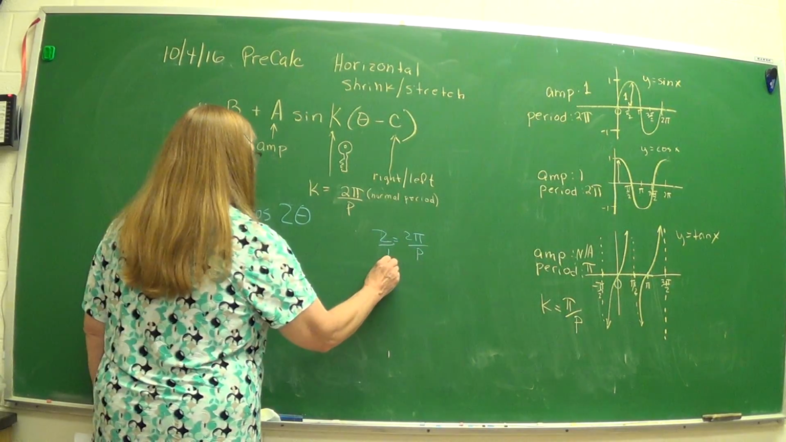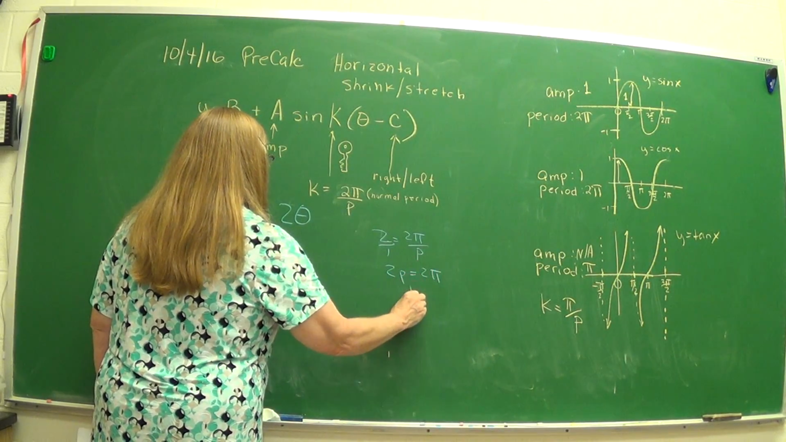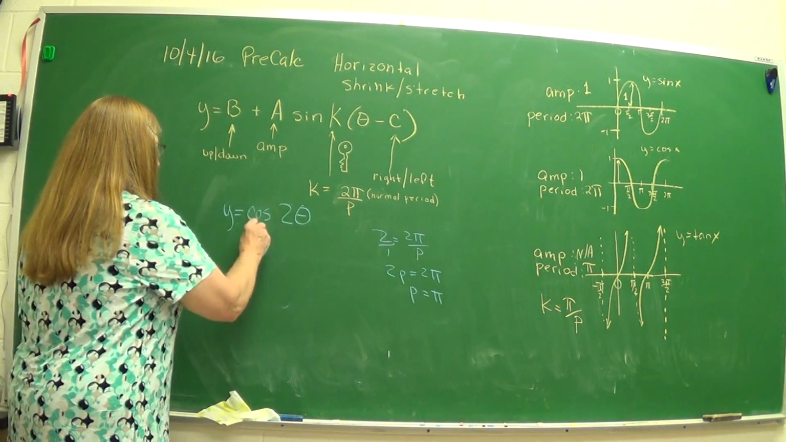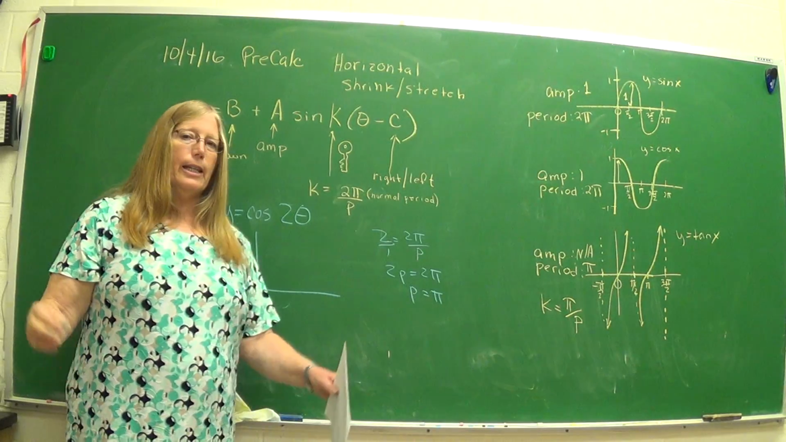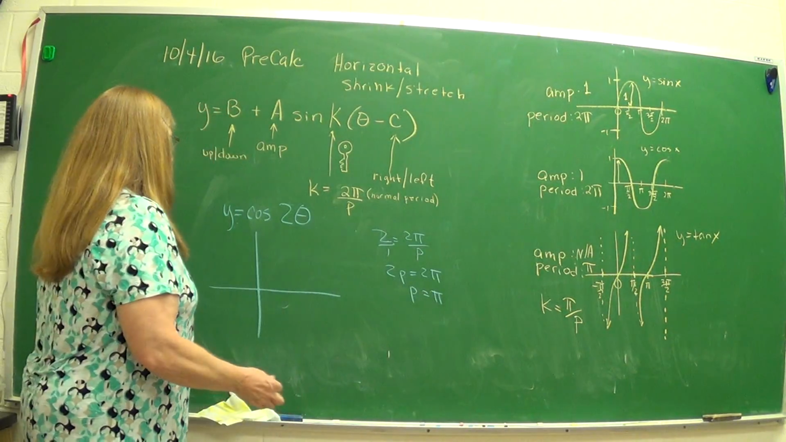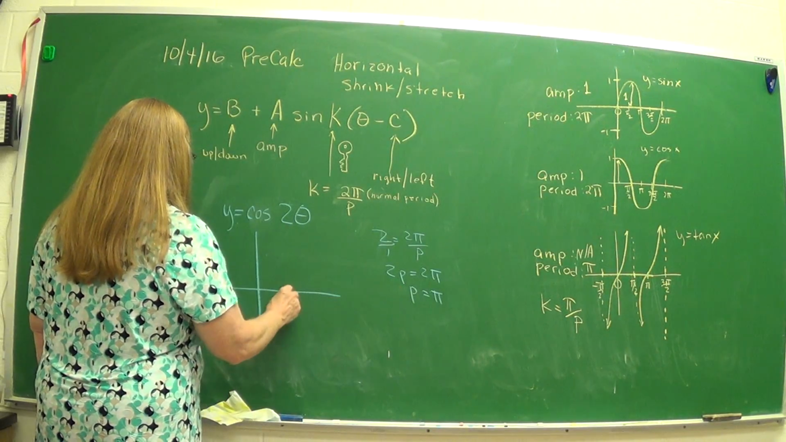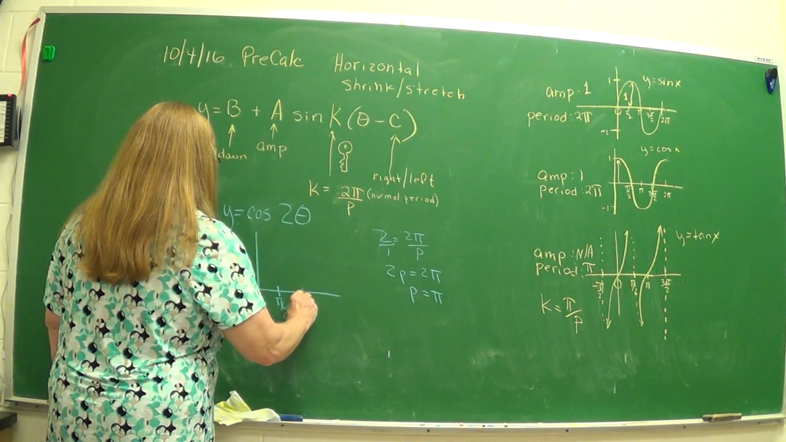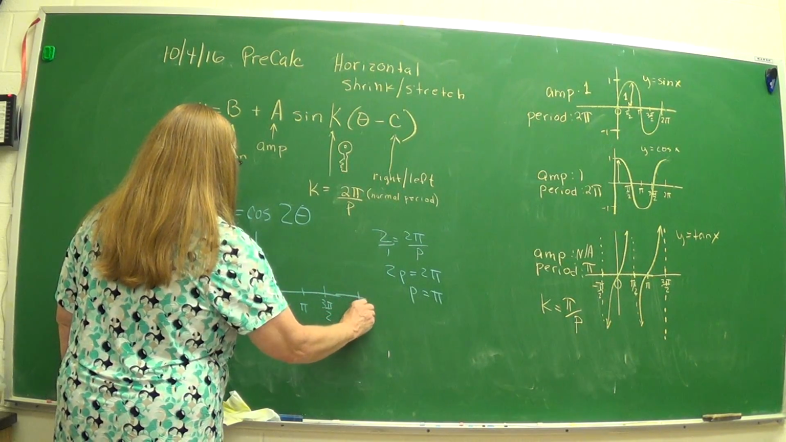So we get 2 times the new period is 2 pi, and we get p, the new period, is pi. So the old period was 2 pi, and the new one is pi. So we're going to take that curve and squish it. We're going to have to get a whole cycle of cosine in pi radians. So here's pi over 2, here's pi, here's 3 pi over 2, and here's 2 pi.